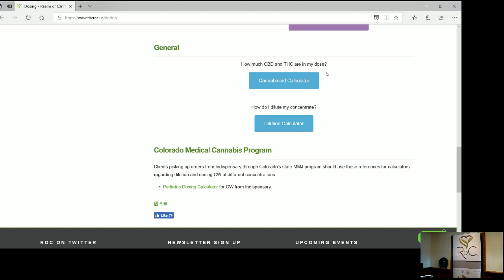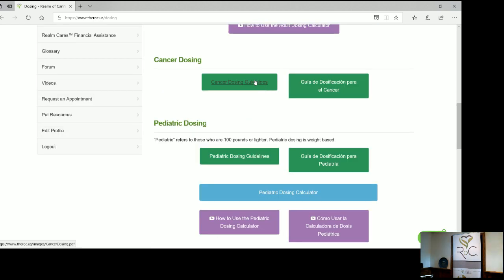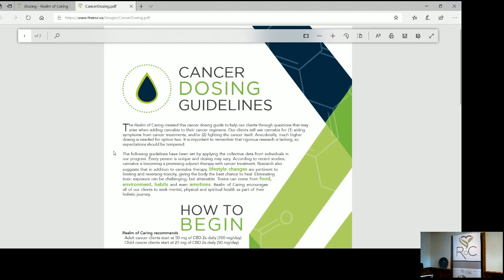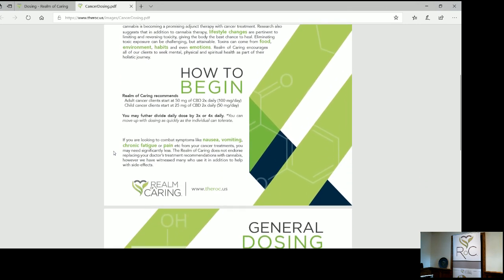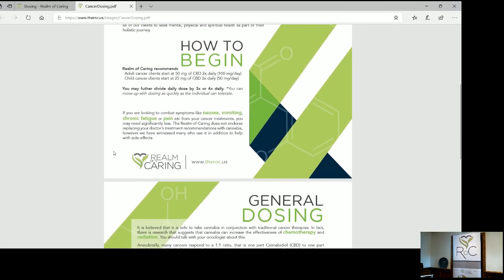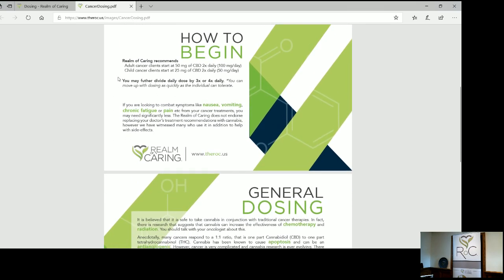We do have cancer dosing guidelines, and this is for all cancer. There's not going to be a specific guideline for rectal cancer or lung cancer or throat cancer. It's all going to be the same dosing. For adolescents, we suggest starting with 50 milligrams for the day. And for adult clients, we suggest starting with 100 milligrams of CBD for the day. We suggest increasing as quickly and as often as the person can tolerate. We say tolerate because at higher doses, it may cause a high. So we really do want to make sure that we're following based on how the individual is responding.